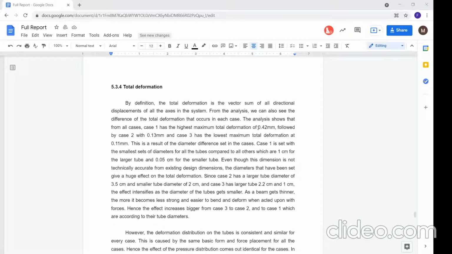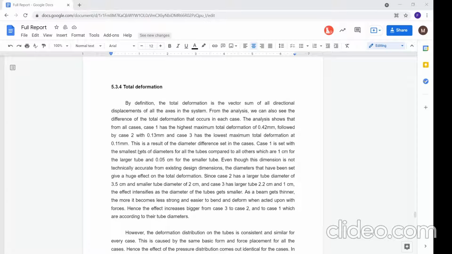Next, we have the total deformation. As we all know, by definition, the total deformation is the vector sum of all directional displacement in the system. And our analysis shows that from all these cases, case 1 has the highest maximum total deformation of 0.42 mm, followed by case 2 with 0.13 mm and case 3 with the lowest maximum total deformation at 0.11 mm. And this analysis indicated that as a beam gets thinner, it becomes less strong and easier to bend and deform.